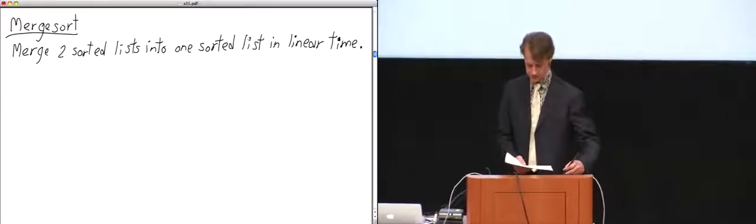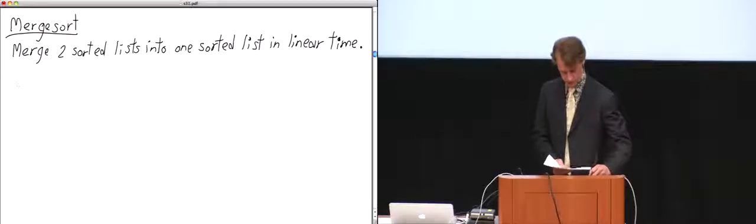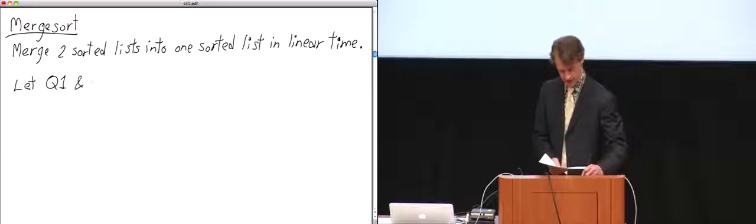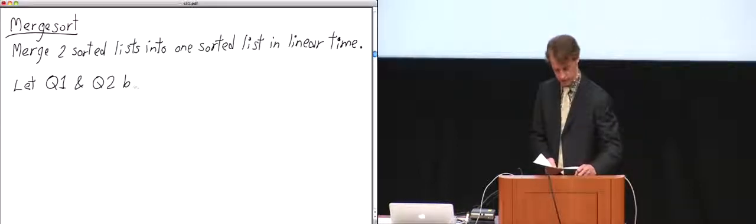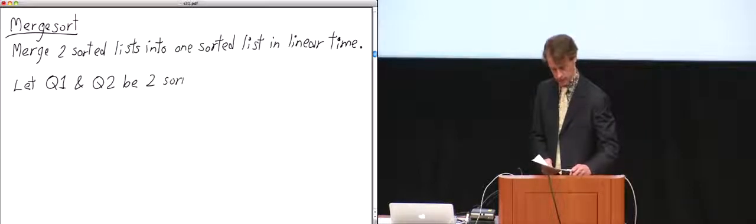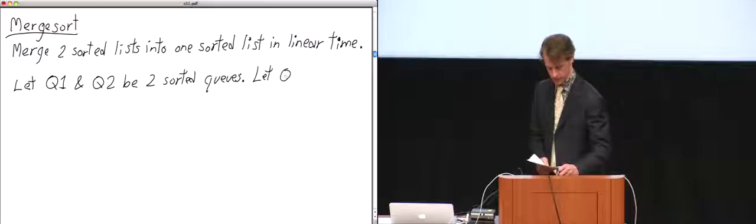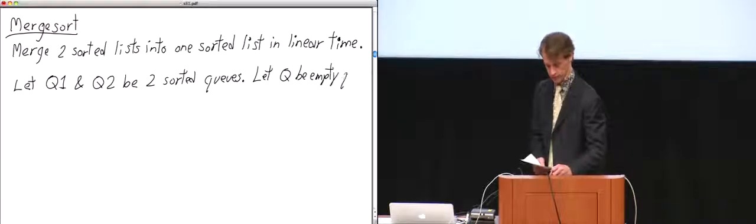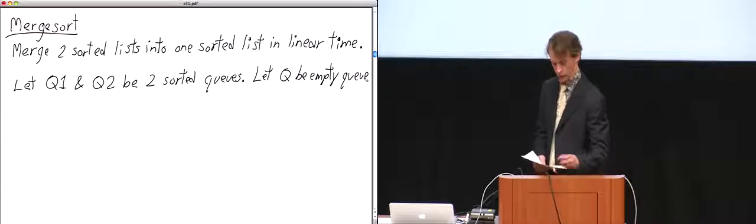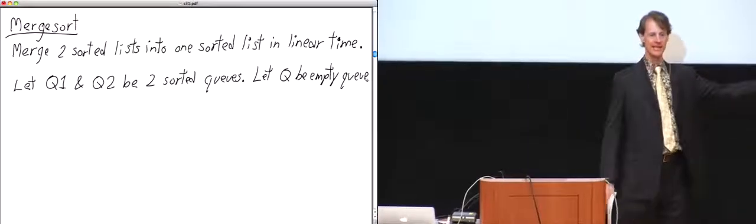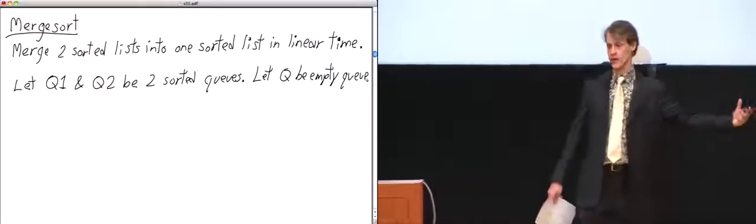In fact, how do we do that? One way to think about it is as a selection sort on two queues. So let's just suppose that we have two sorted lists and we express them as queues. I'll call them Q1 and Q2. Also, I'm going to create an empty queue called just Q, which is going to be the destination where I put all the sorted items.